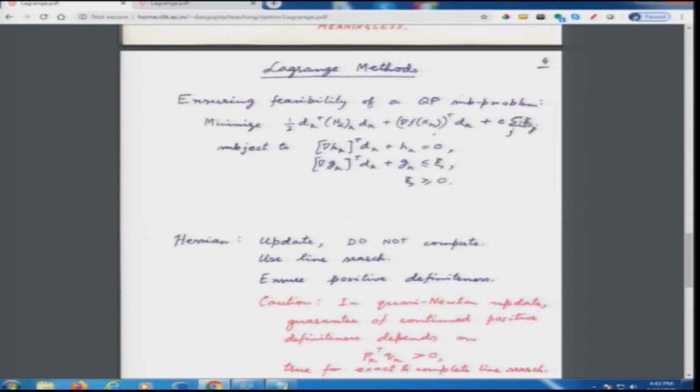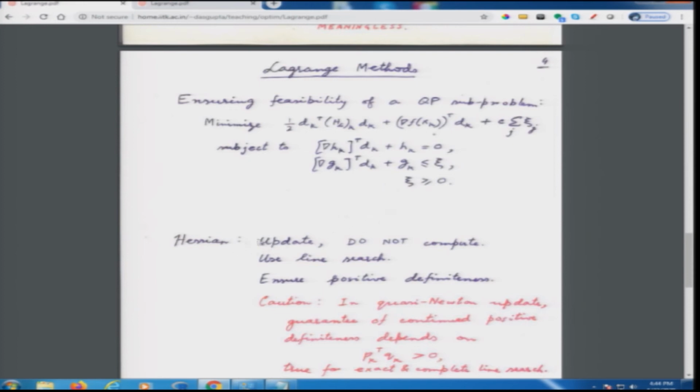So, a few extra variables come into the picture, which are these. Now, other than x, you have got these also as additional variables of this subproblem, this quadratic programming subproblem. So, this is another thing that we have to ensure.